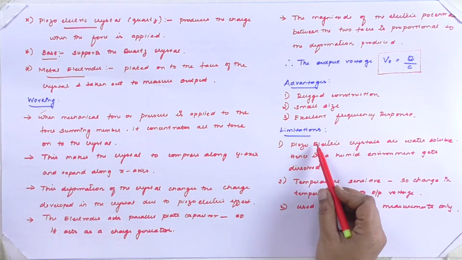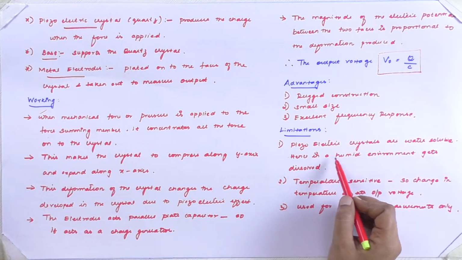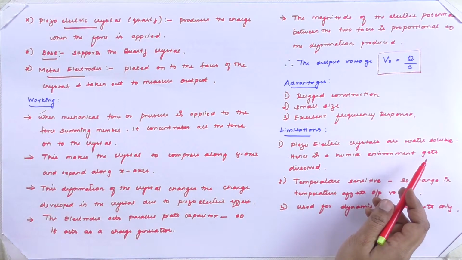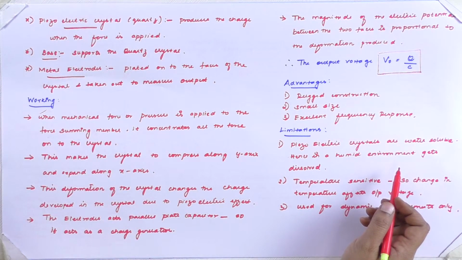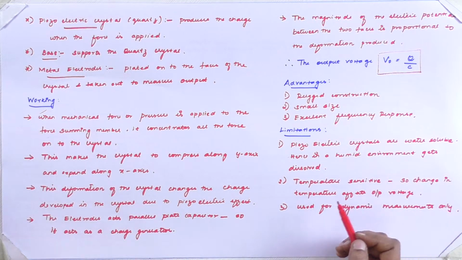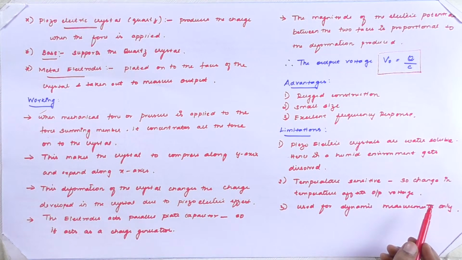The limitations of piezoelectric transducers are, first, the piezoelectric crystals used are water soluble, so in a humid environment they will get dissolved, so it cannot be used in humid environment conditions. And the second one is that it is temperature sensitive, so change in temperature affects the output voltage which is measured, and it is used only for dynamic measurements. These are all the various limitations of piezoelectric transducer.